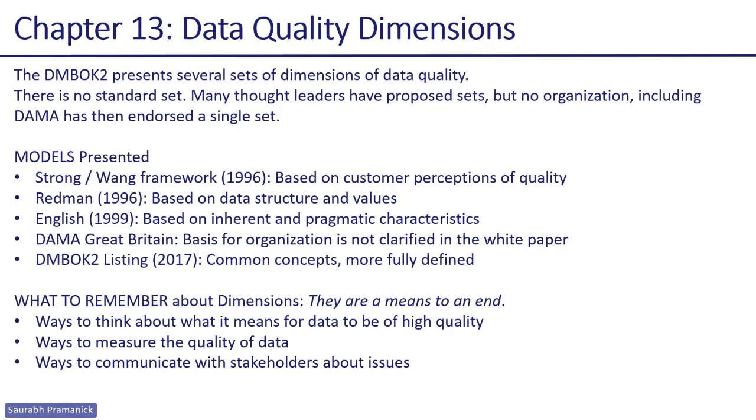Under intrinsic data quality, they had accuracy, objectivity, believability, and reputation. Under contextual data quality, they have value-added, relevancy, timeliness, completeness, and an appropriate amount of data. Across representational data quality, they have interpretability, ease of understanding, representational consistency, and concise representation. Across accessibility data quality, they had accessibility and access security.